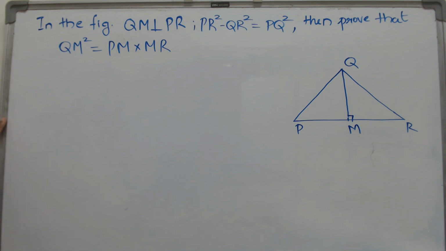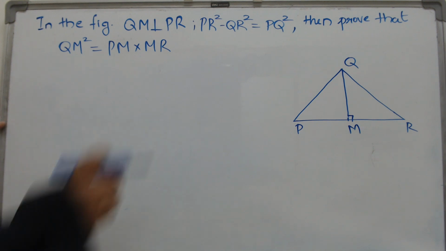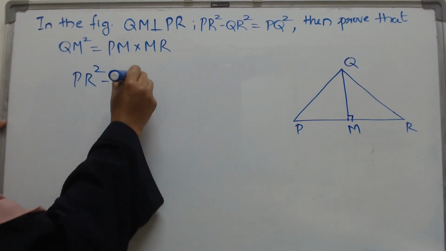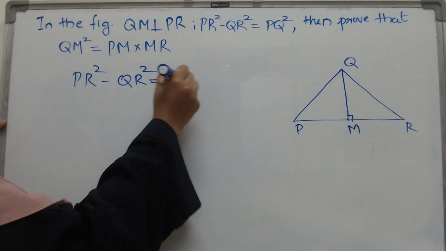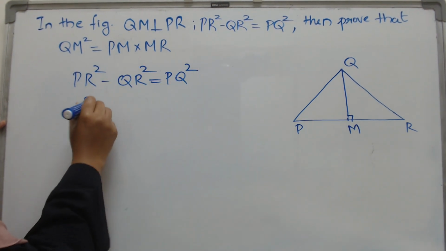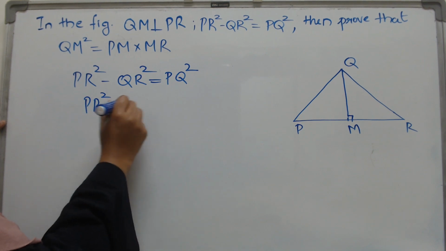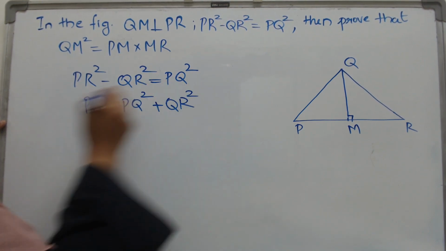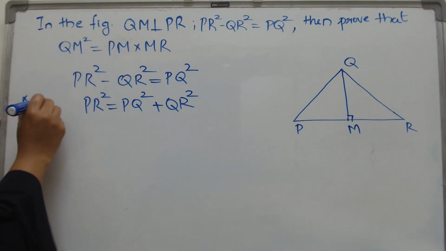Let us solve this question based on the properties of triangles. Now you are given such a relation. What does that mean? PR square minus QR square is PQ square. That means PR square is equal to the sum of the squares of the other two sides of the triangle PQR.